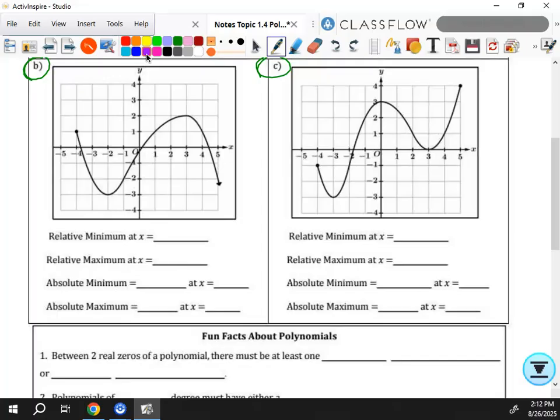All right, Jermaine, what do you think about on B, relative minimum? -2. Y'all agree with that? Is that the only one there is? Yeah, okay. Thank you. All right, Paulina, relative maximum. -4 and 3, good. Remember, you can't forget the endpoints as well as the turning points.